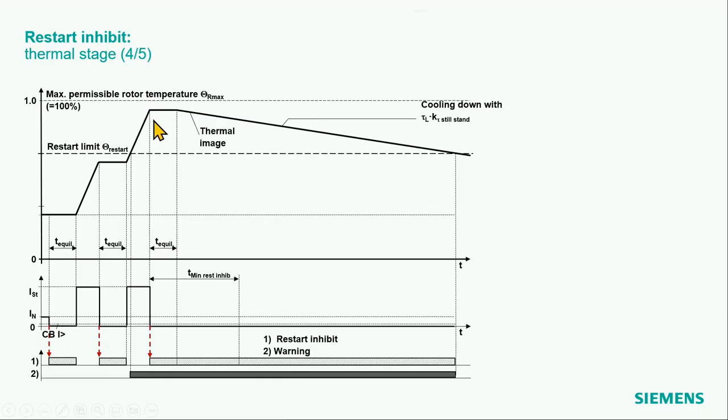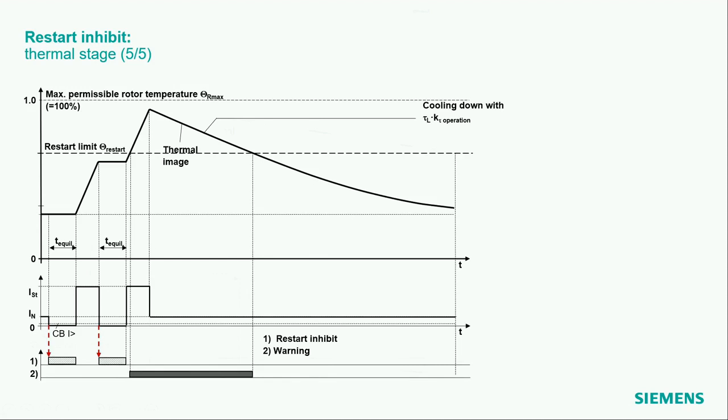So I do not really reach the maximum temperature. And then here the temperature goes slowly down. This goes down with a standstill time constant, so the time constant multiplied with a setting, a factor. And yeah, it goes until that point that we have here the restart inhibit and the warning in the same way, because here we cross the line and then the warning is over and also the restart inhibit function is reset because we are far bigger than this minimum restart inhibit time here.